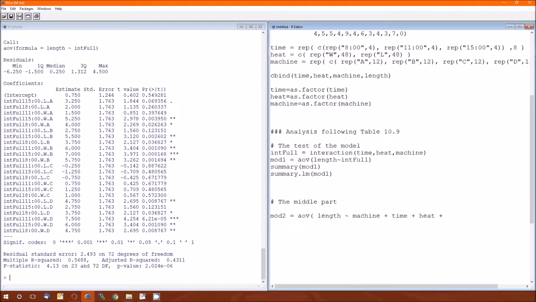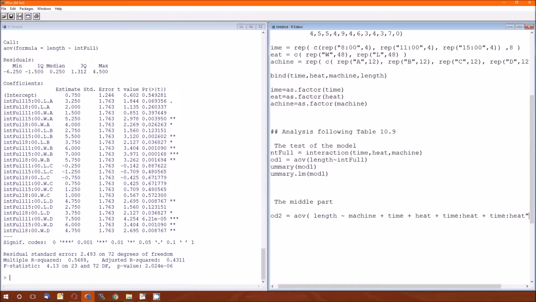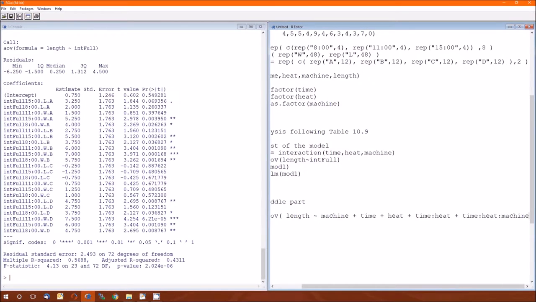now notice that it's time times heat. In R, in a formula, it's going to be a colon. And again, in the formula, that's going to be a colon. A star in a formula, an asterisk in a formula means something different. Then time, heat, machine.